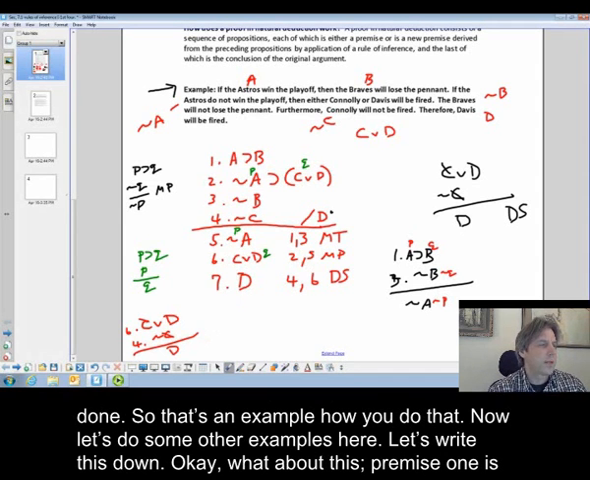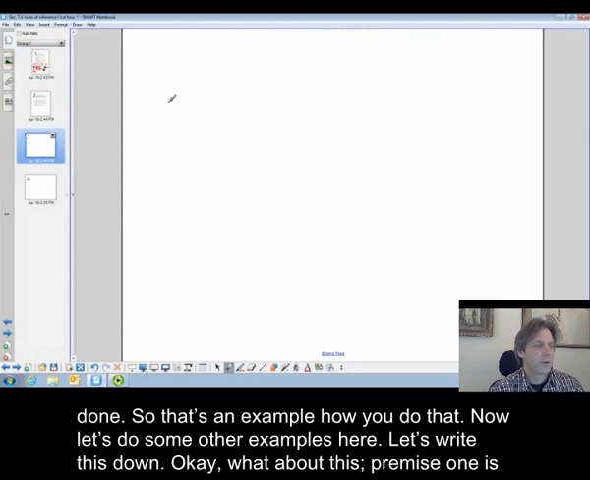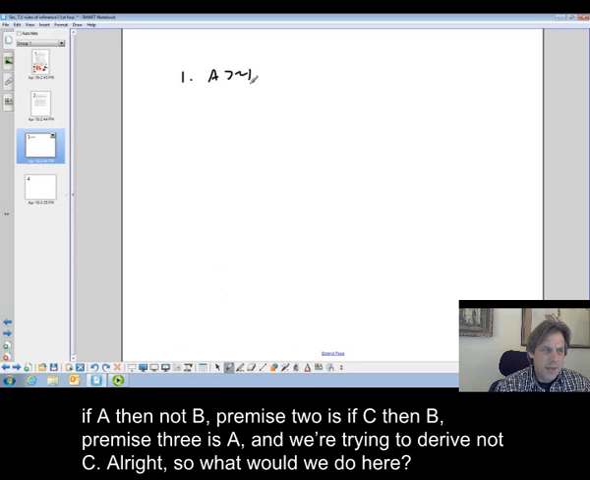Now let's do some other examples here. Let's write this down. Okay, what about this? Premise 1 is if A, then not B. Premise 2 is if C, then B. Premise 3 is A, and we're trying to derive not C.